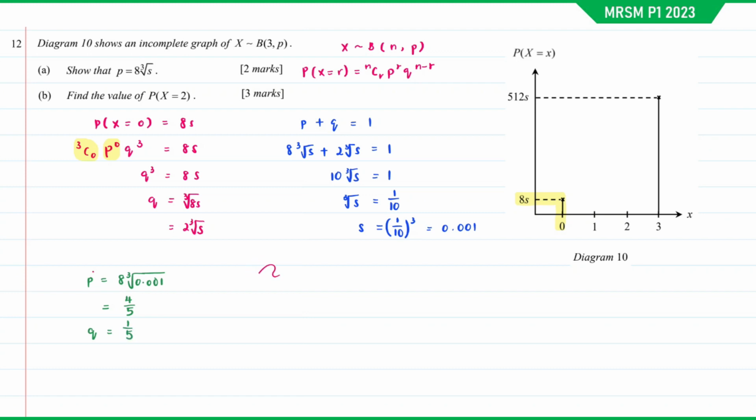So now to find the value of P(X = 2), this is equal to 3C2 times (4 over 5) to the power of 2 times (1 over 5) to the power of 1. So it is equal to 0.384.